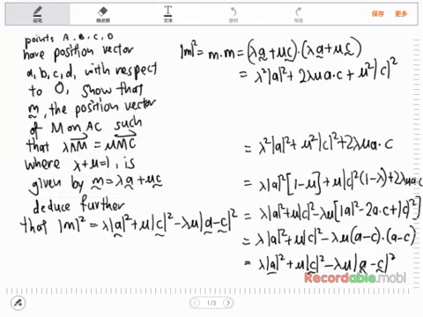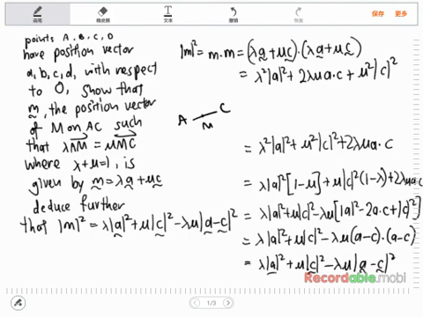Okay, this is a three-part question. Starting with this first part, say that points A, B, C and D have position vectors a, b, c, d with respect to O. We want to show that m, the position vector of M on AC, that means M is on the straight line AC, such that lambda AM equals mu MC, where lambda plus mu is given by this one.